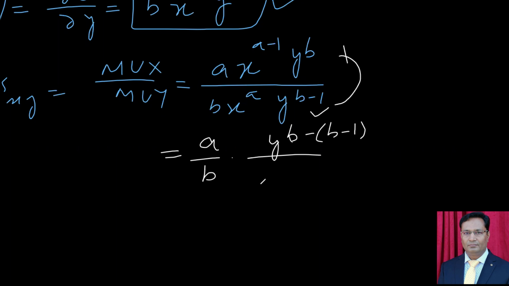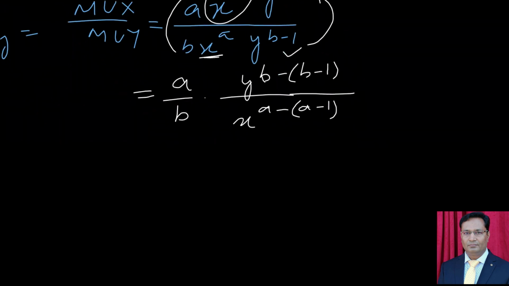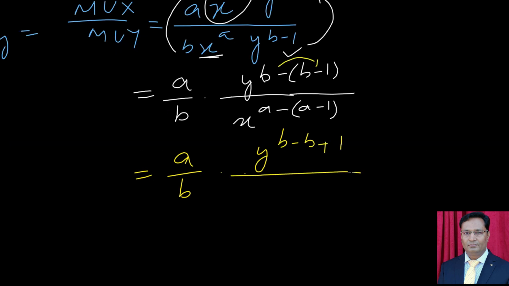And if already I have x power a here as a denominator, now I can move this variable downward. If I move it down, then I will have to deduct power a minus 1. Okay, now we can further simplify it. If I remove bracket, then b minus b, and this minus will make this minus plus, plus 1 over x power a and minus a plus 1.